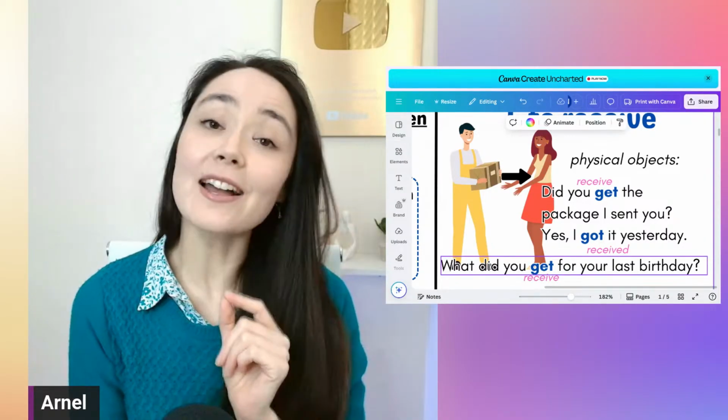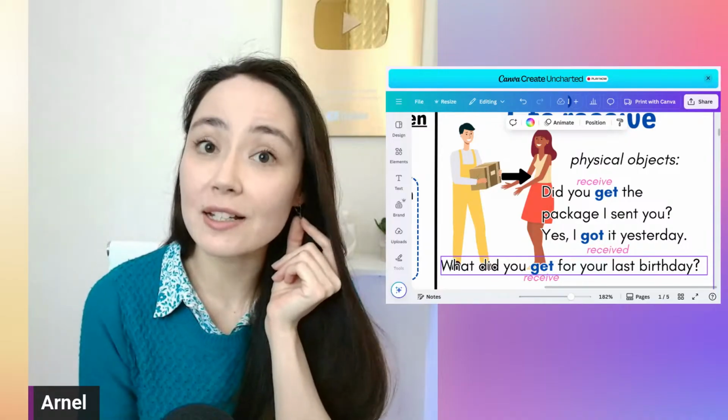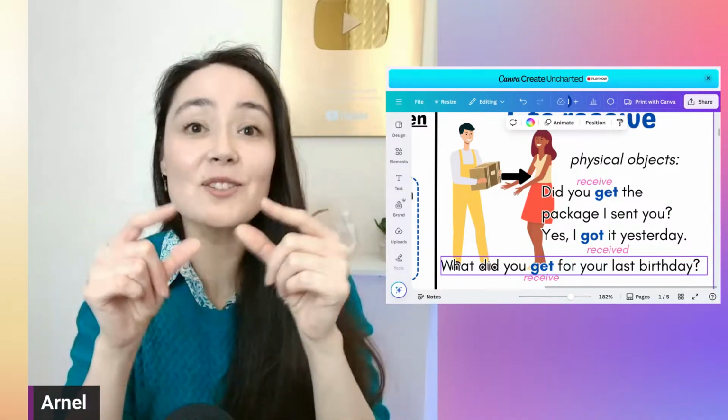From my son, I got a pair of little dog earrings. So earrings, they're shaped like little dogs.